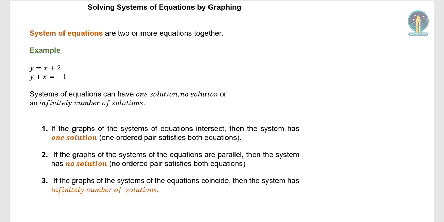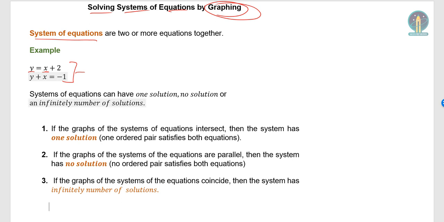Okay, in this concept, we're going to practice solving systems of equations by graphing, using the graphing method. Now, a system of equations is two or more equations that are together to be solved where they would have common values between them. So here's an example. If I have two equations, each of them being in both x and y, y equals x plus 2, and then y plus x is equal to -1. This is called a system of equations.